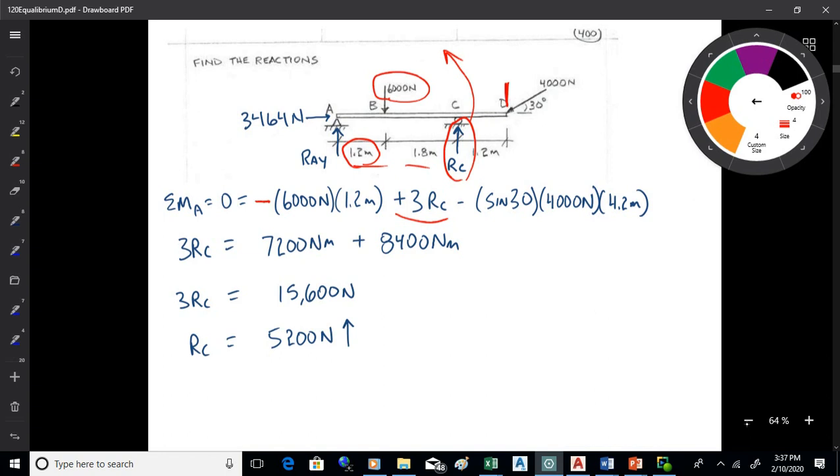And then I've got sine 30 because that's the opposite side. If I look at a triangle, it's over there, but I want to put it at D, so I'll put it right where I drew it. That's opposite the angle, so that's a sine 30. 4,000, 1.2, 1.8, 1.2 makes 4.2 meters. That's coming around that way, clockwise, so that gets a minus. Okay, so I've got the 3RC, that's the unknown. I can take the other two terms to the other side of the equation. They're both negatives on this side of the equation. So when I take them to the other side, they become positives. And then I just work through the calculations and I get RC as 5,200.